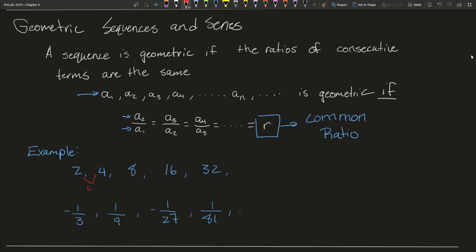All right, so 4 divided by 2, 8 divided by 4, 16 divided by 8, and 32 divided by 16. Okay, each of these is equal to 2, so 2 is our common ratio. So in this sequence, in order to get the next term, we just multiply the previous term by 2.